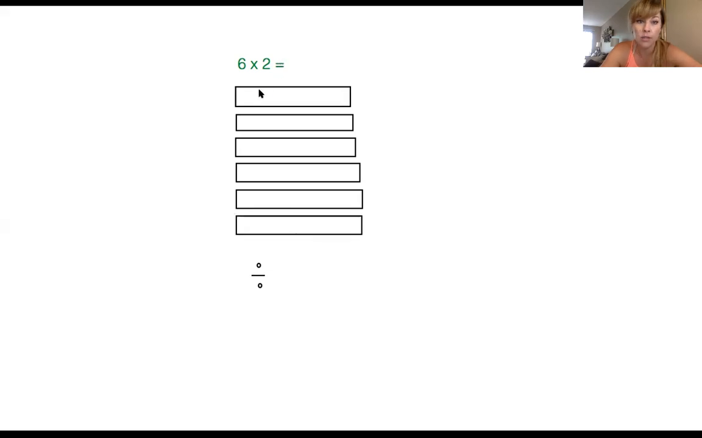Let's use hearts. 1, 2, 1, 2, 1, 2, 1, 2, 1, 2, 1, and 2. Okay, I didn't really need to make them that big. Now, if I add up all of those hearts, I have 2, 4, 6, 8, 10, 12. My answer is 12.